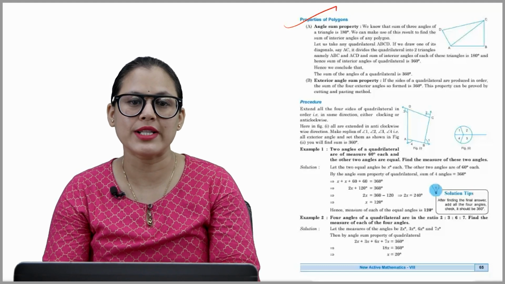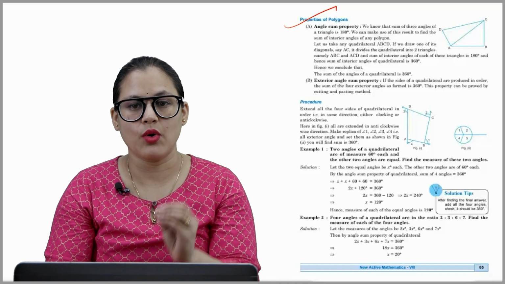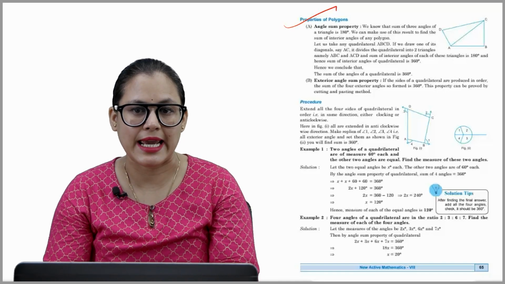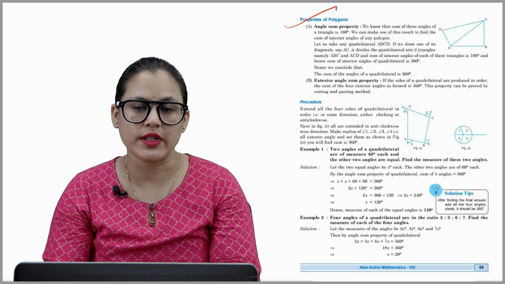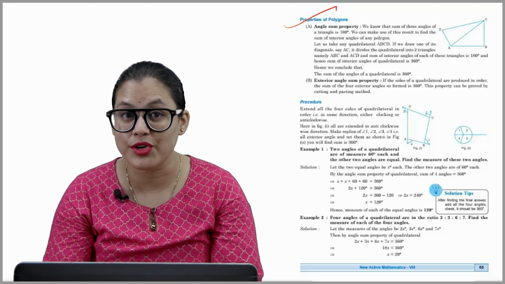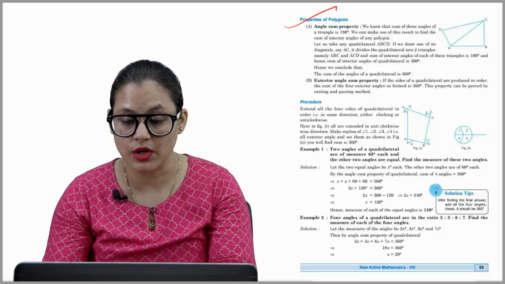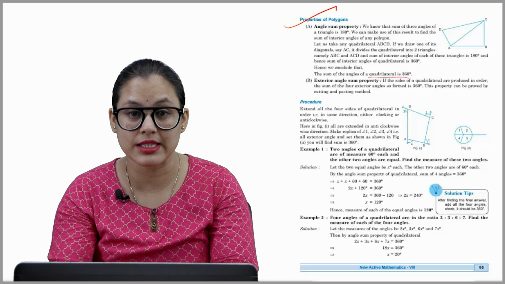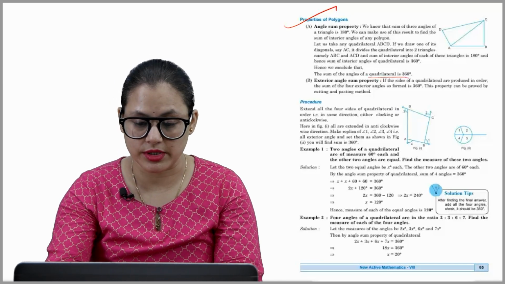If we draw one of its diagonals, say AC, this divides the quadrilateral into two triangles, namely ABC and ACD, and the sum of interior angles of each of these triangles is 180 degrees, and hence the sum of interior angles of the quadrilateral is what? 360. Hence, we conclude that the sum of the angles of a quadrilateral is 360 degrees. Remember that. Okay. B. Exterior angle sum property.